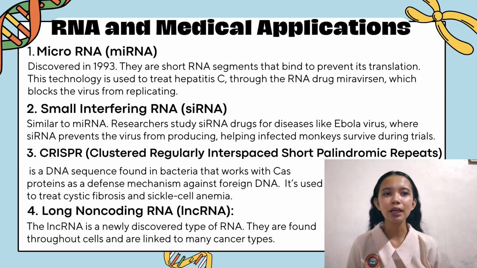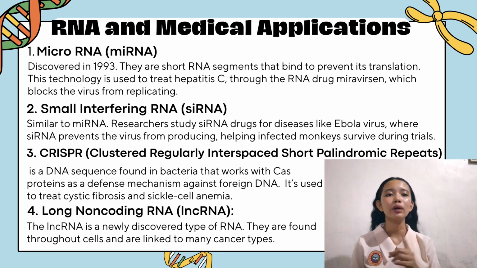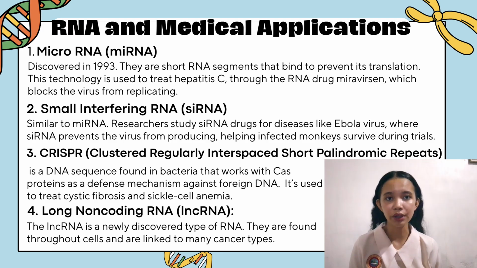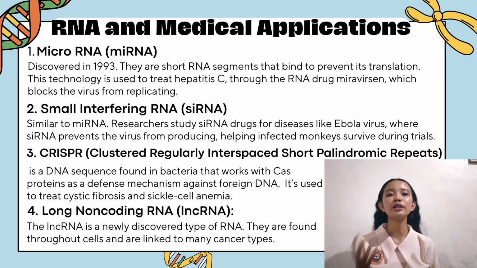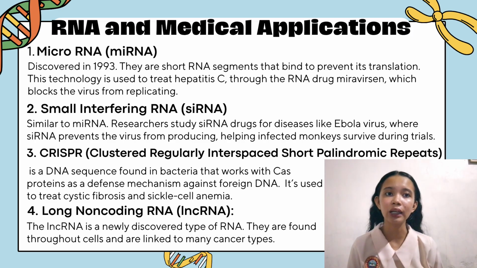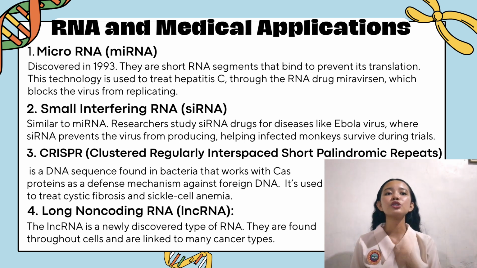This medical technology is now also used in human medicine. One example is the drug patisiran, which treats a rare nerve disease called hereditary transthyretin amyloidosis. It's one of the first RNAi-based therapies approved for clinical use.